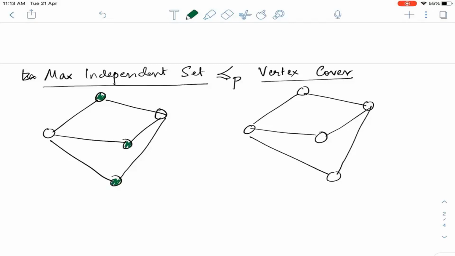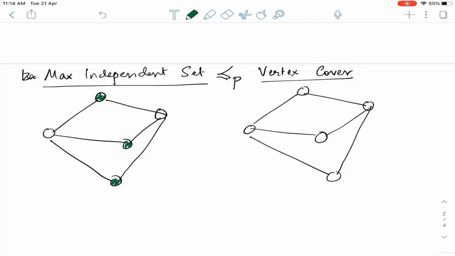I cannot add any of the other two vertices in my independent set because that will not be feasible, right? It will have an edge to one of the things that I have already added. And indeed, it turns out that this is the maximum independent set. It's not only maximal, but it's also maximum. So this is a hard problem. In a general graph, we don't know any efficient algorithm to solve this problem.